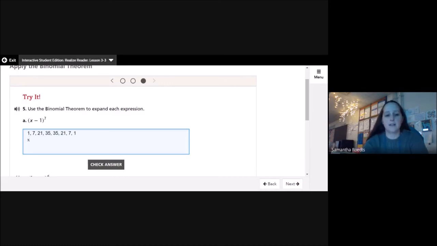So I have a to the 7th plus 7a to the 6th b plus 21a to the 5th b squared plus 35a to the 4th b cubed plus 35a cubed b to the 4th plus 21a squared b to the 5th plus 7ab to the 6th plus b to the 7th power. A equals x and b equals -1.